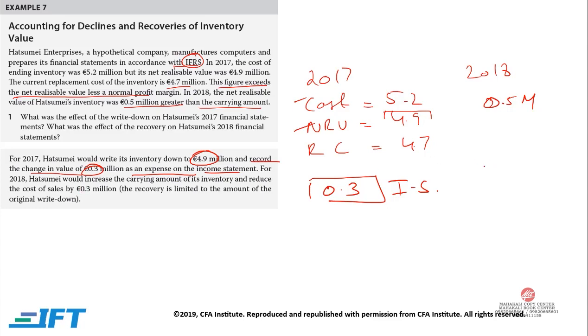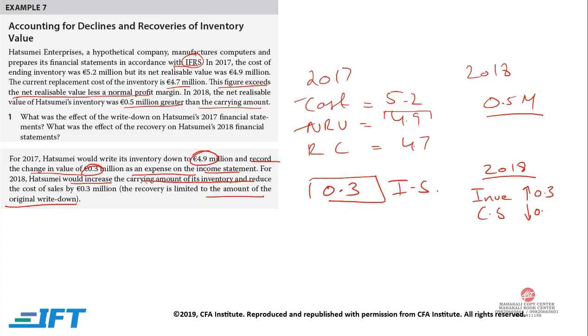Now in 2018, recovery took place, but you need to understand that the recovery can only take place up to the amount of the original write-down. Our original write-down was 0.3 million. Hence, the recovery would be only 0.3 million, even though the inventory went up by 0.5 million. So in 2018, inventory would go up by 0.3 million and cost of sales would go down by 0.3 million.